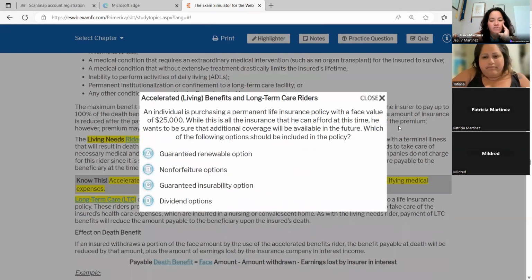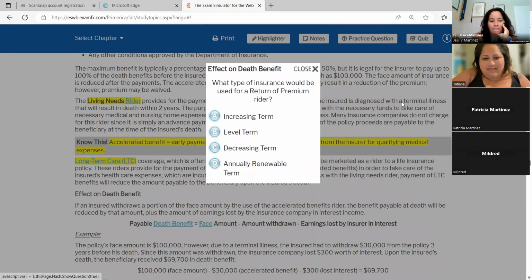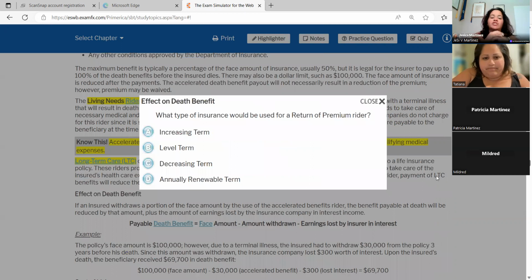Accelerated living, we just saw this question. Okay, what type of insurance will be used for return of premium rider? A, increase in term, B, level term, C, decrease in term, D, annually renewable term.